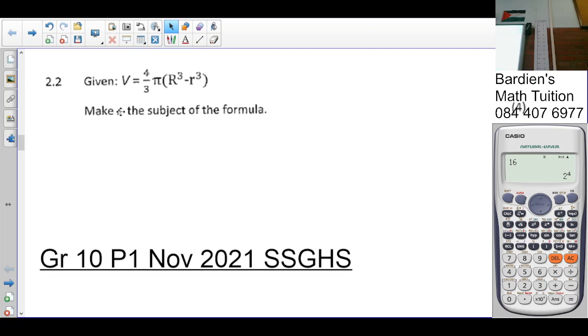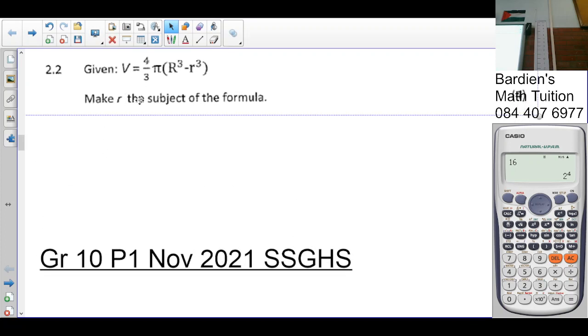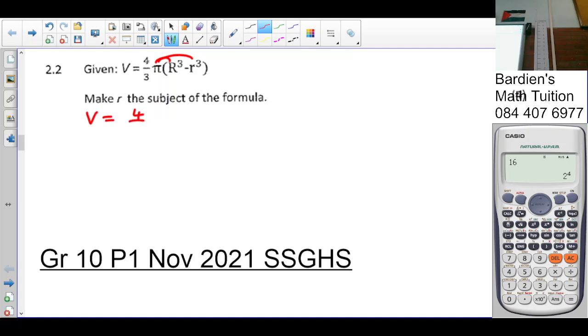The next one, 2.2, it says, given that V is equal to 4 over 3 pi r cubed minus r cubed, make lowercase r the subject of the formula. So what do we do first? One of two things, you can either multiply out, or I could have divided by 4 over 3. I'm going to do both ways. So the volume is equal to 4 over 3 pi r cubed minus 4 over 3 r cubed.